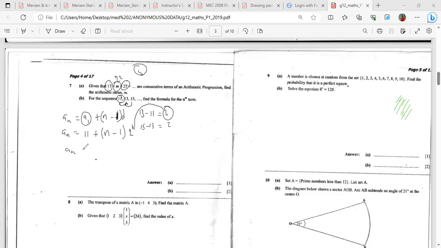So I'm going to say an is equal to 11 plus 2 times n minus 1. Okay, you multiply this times that, then you multiply it by that. So I'm going to have 2n, and 2 times negative 1 gives negative 2. So your an is going to be, you collect like terms, negative 2, put it there. So we're going to have 11 minus 2 plus 2n. So an is going to be 9 plus 2n.